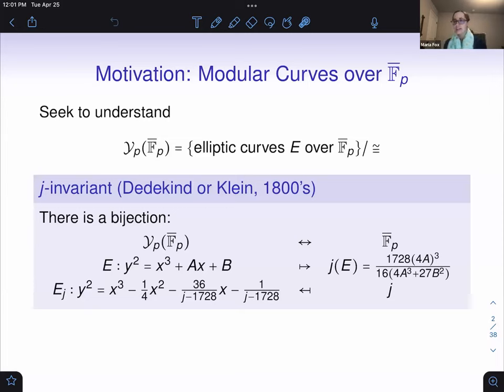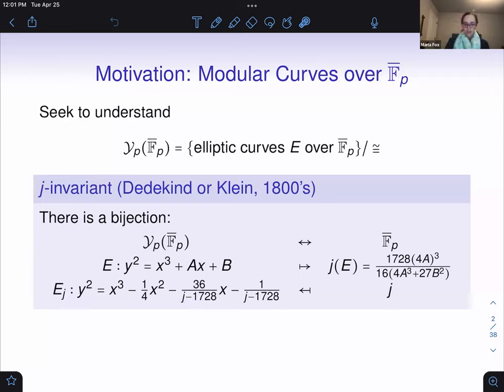It's the J invariant, which I believe is due to either Dedekind or Klein back in the 1800s, who show that there's a bijection between this collection of all elliptic curves over FP bar and the field FP bar itself. Given an elliptic curve, you compute its J invariant. And given a J invariant, we can always write down an elliptic curve with that particular J invariant.